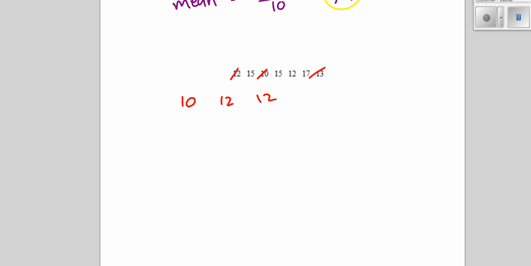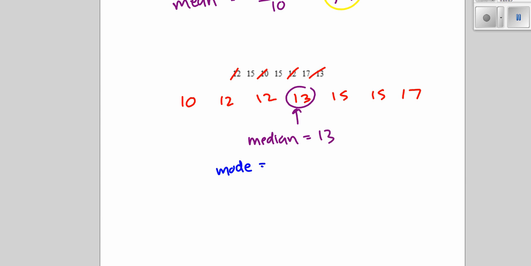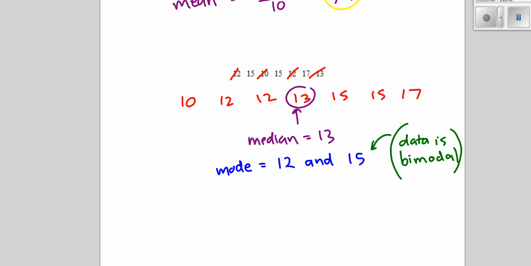Two modes. Yeah, two modes. I think we should have a test on them. If it's obviously in the middle, 13. So there's two modes. We say that data is bimodal. Data is bimodal if it's got two modes. You can't have more than two modes in our course.